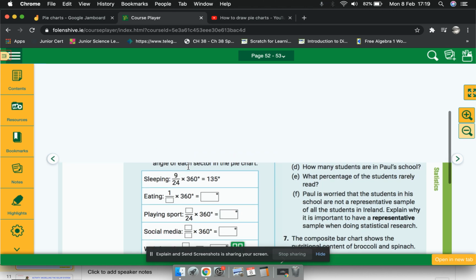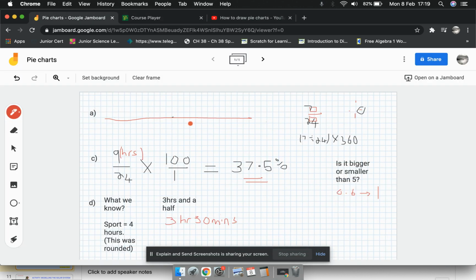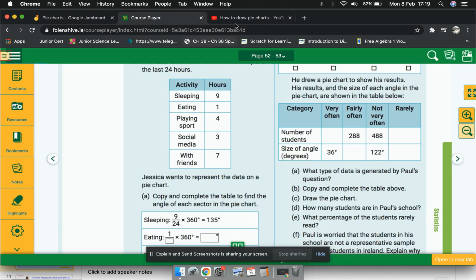So what you do is simply look at your frequencies. So for example, if I look at eating, what I do here on my plot is I put an X here for eating, and I'm going to label that eating. Now I skipped over the first one there because I didn't have enough room.